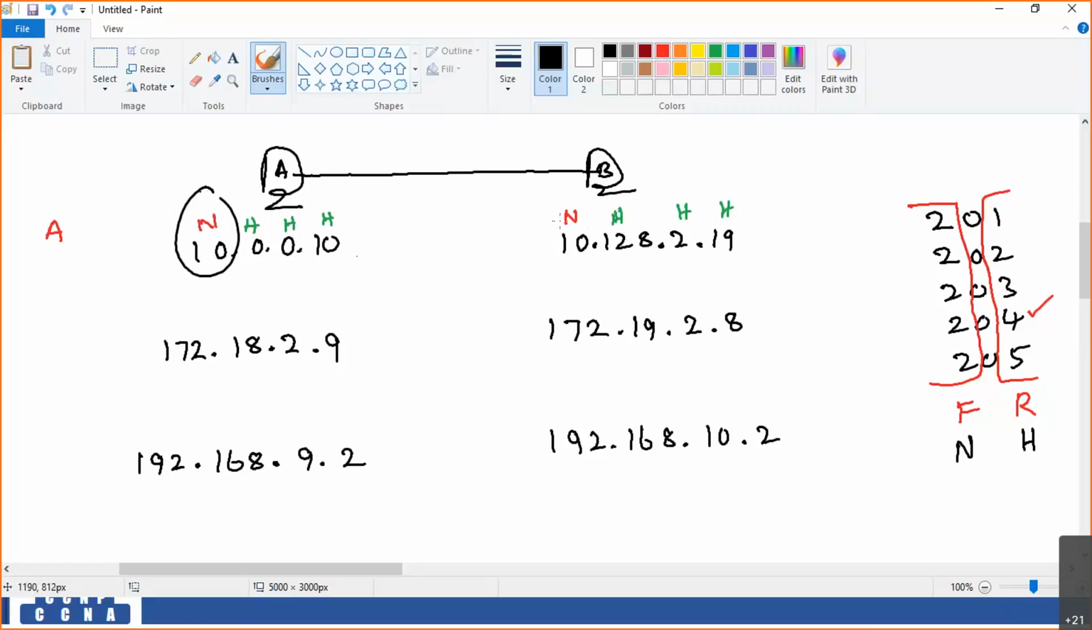Is your network portion the same or not? Yes, the same. The host portion can be any number, and they can communicate. Okay? Okay, got you.